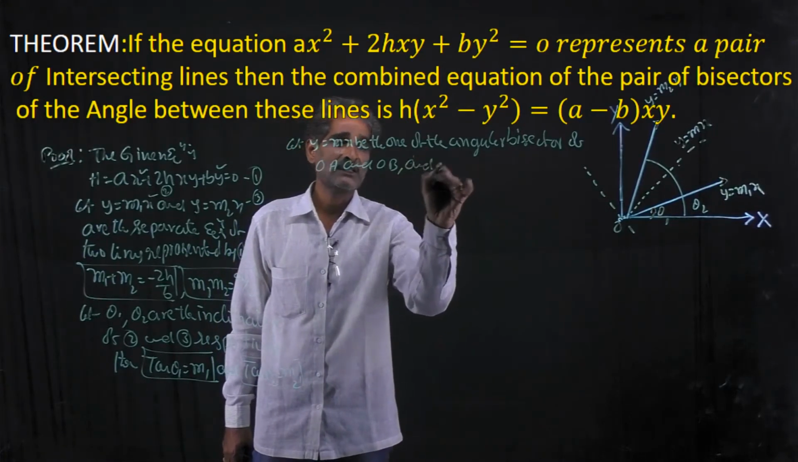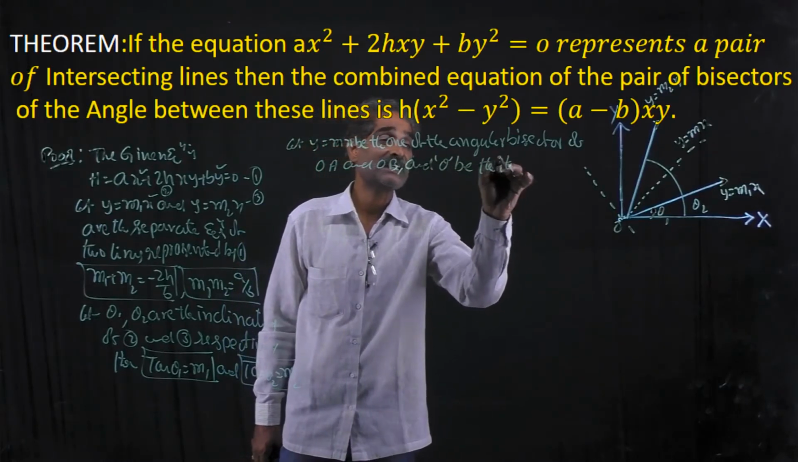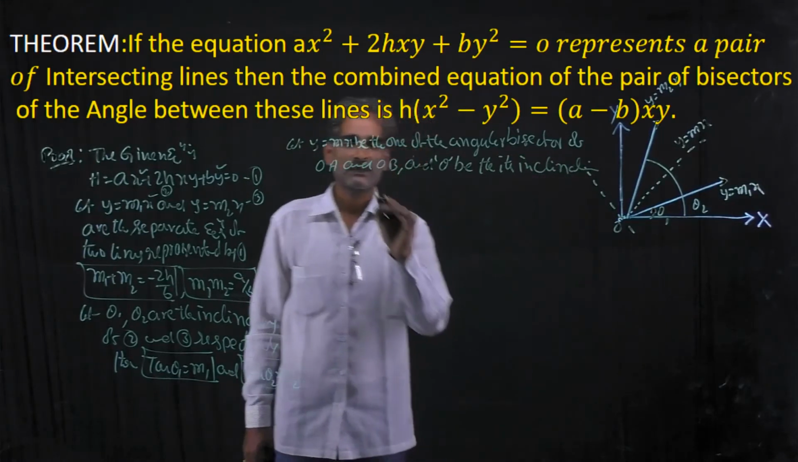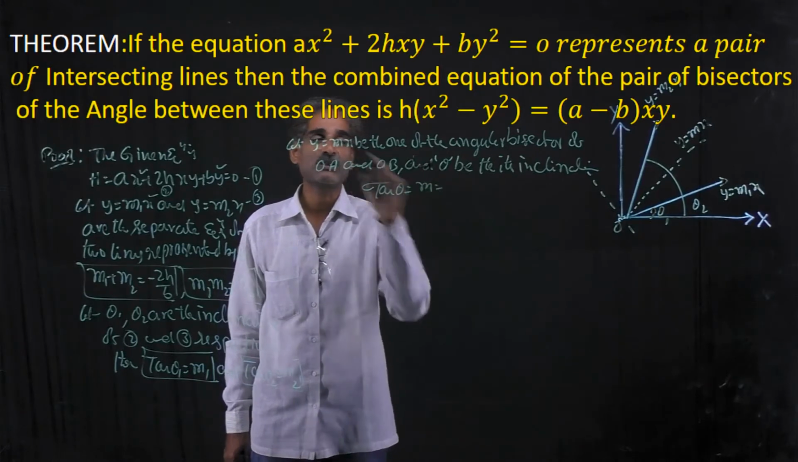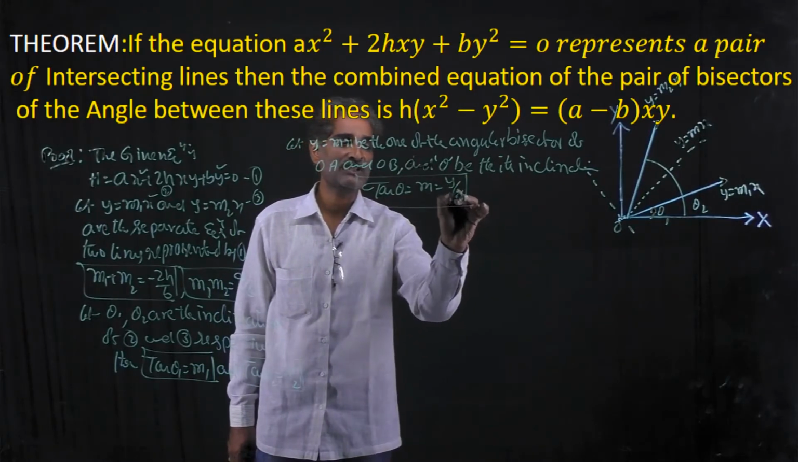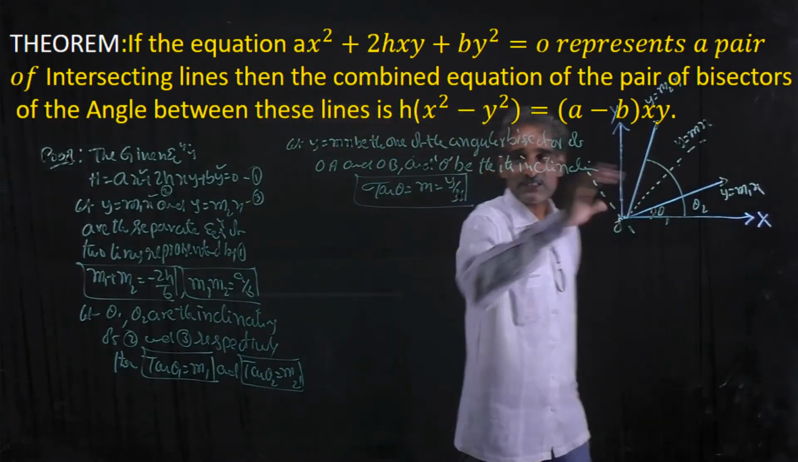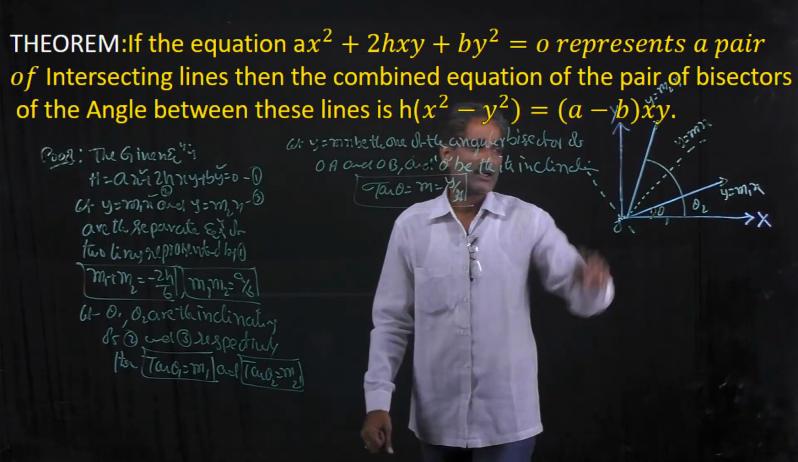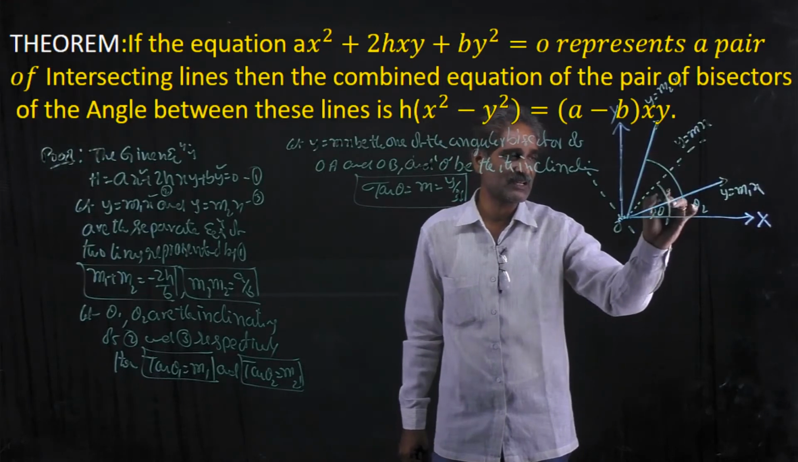Let theta be its inclination. That means tan theta is equal to m, that is equal to y by x. This is the important relation. Understand? Y equal to mx is one of the angular bisectors, its inclination is theta, then tan theta equal to m, that is equal to y by x.